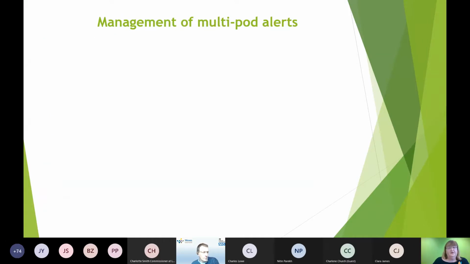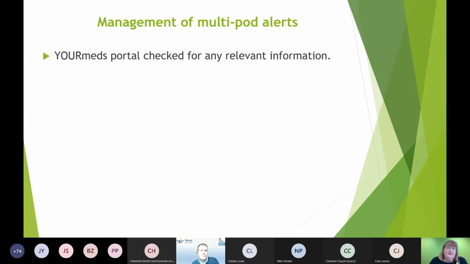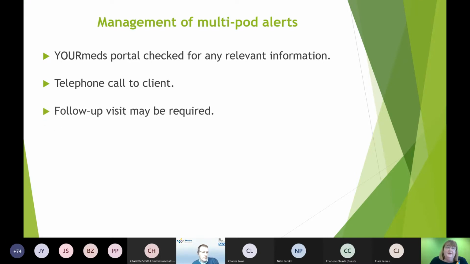So what do the staff actually do to manage these alerts? The YOURmeds portal is checked for any relevant information. All the various teams are trained on how to use the YOURmeds portal. A telephone call is made to the client to see what has happened. Depending on what information is gathered at the telephone call, there may be a follow-up visit required, and this is done by the staff from the team.